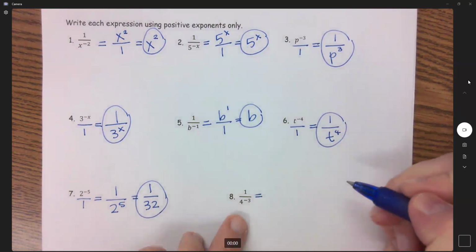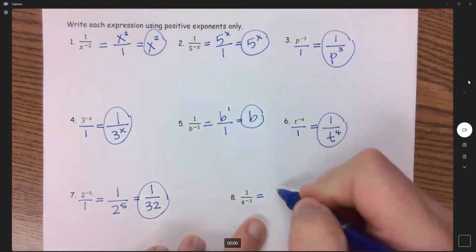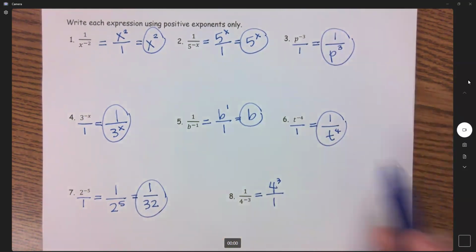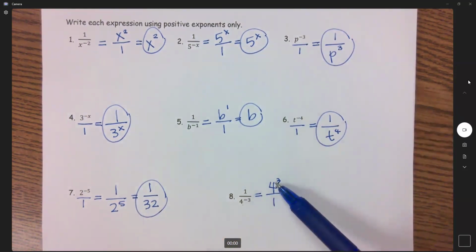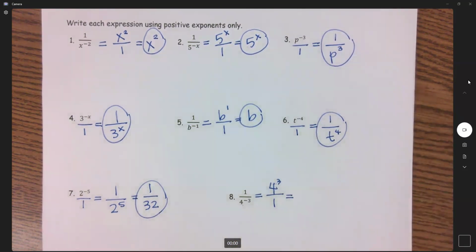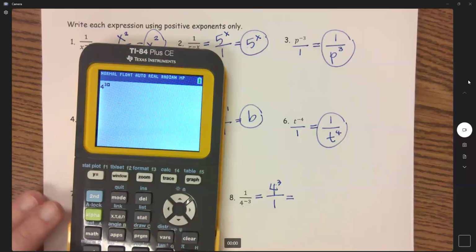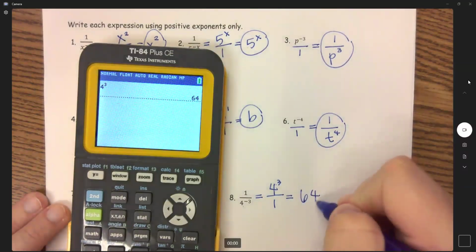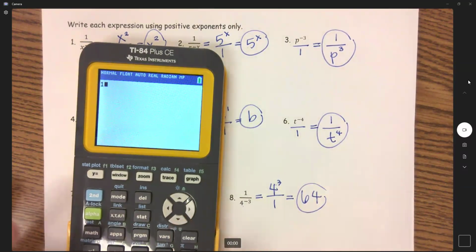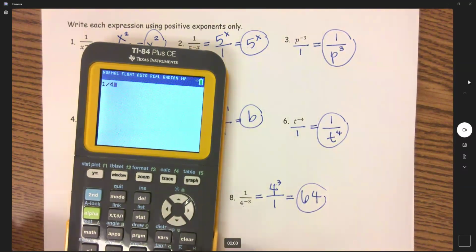Okay, same thing here. 1 over 4 to the negative 3rd. That means we can change that from negative to positive by putting it to the top of that fraction. I now have nothing in the bottom, so it's over 1. And what is 4 cubed? That's 64. And you can just put this in exactly the way it looks. 1 over 4 to the negative third. And that does give you 64.